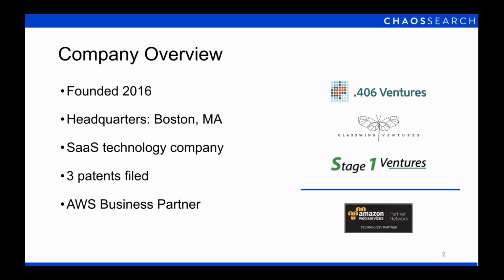ChaosSearch is a Boston-based technology company. We focus on a SaaS solution around search and analytics. Right now, we're supporting the AWS cloud, but we've got plans in the future to port our technology to both GCP and probably later in the year or early 2021, we'll be supporting Azure. So it'll be a multi-cloud offering for our customers that support those different cloud vendors.